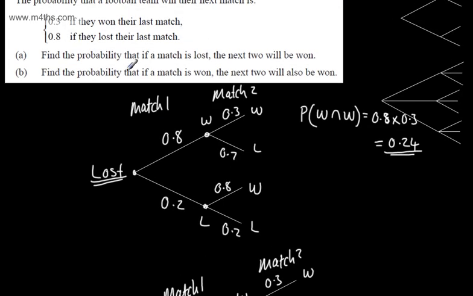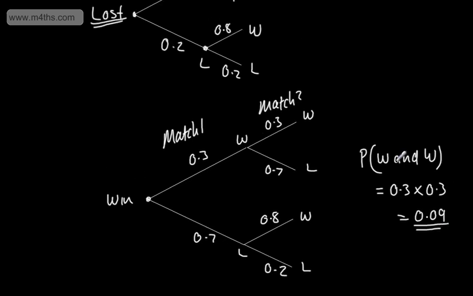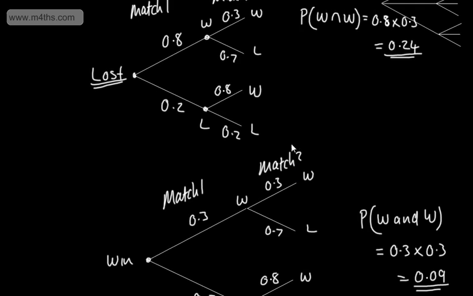So what we're asked now, find the probability that if a match is won, the next two will also be won. So in this scenario, what we need is the probability of win and win. We can see that this is going to be equal to 0.3 multiplied by 0.3, which is going to give us 0.09. So if they've won their last one, the probability that they win the next two is 0.09. So that's a brief introduction to conditional probabilities or dependent events. In a later video, we'll look at some tougher exam style questions.